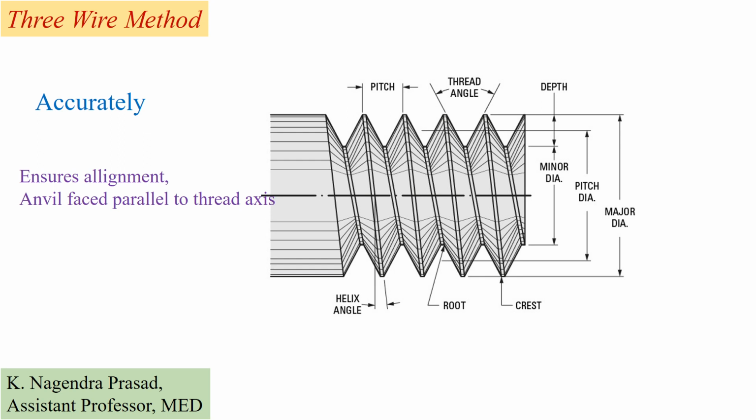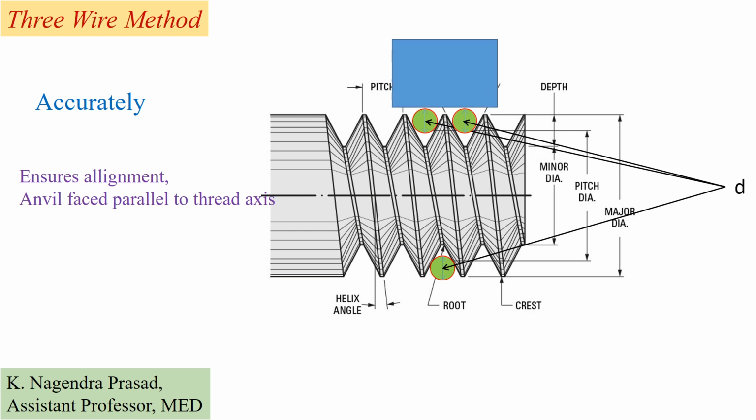Hello everyone. In this video, I am going to discuss how to derive the effective diameter of a screw thread by the 3-wire method. This method is the most accurate when compared to the 2-wire method for measurement of the effective diameter of a screw thread. This method ensures an alignment of 3 wires with the anvil faces parallel to the thread axis.